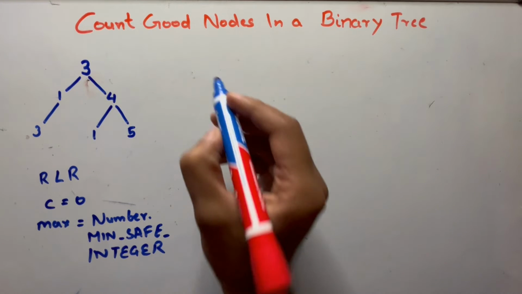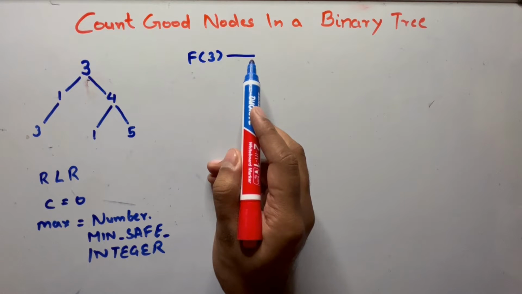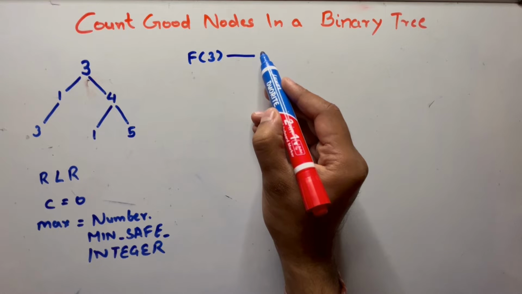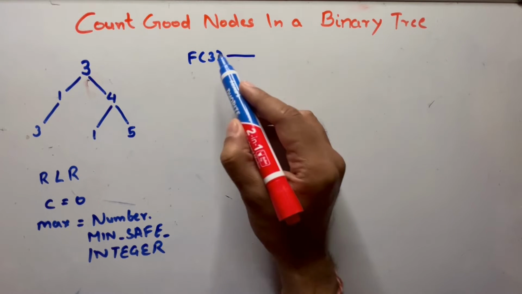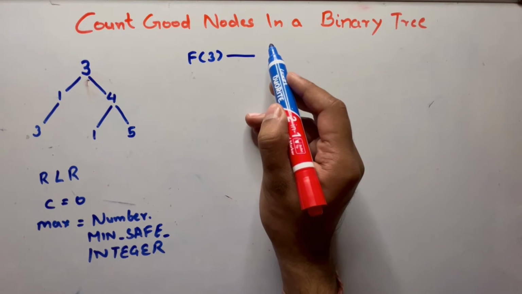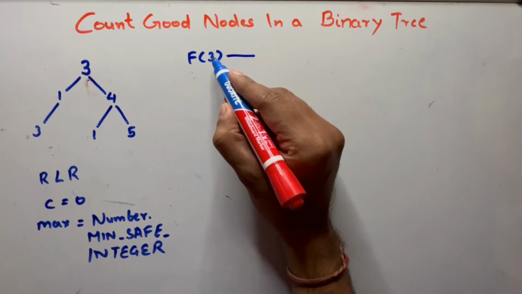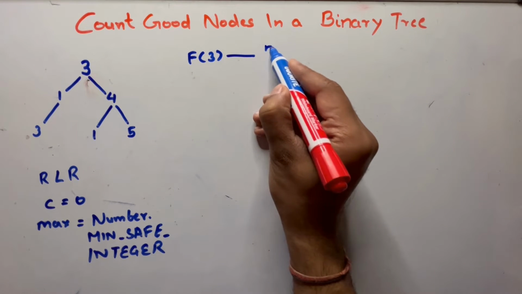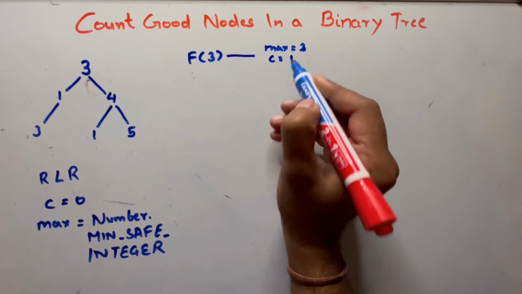Okay, now let's do the function call. So friends, first 3 is passed to the function, and now the function call will begin. First it will check if 3 is null or not. So 3 is not null, then it will compare this node's value with max. If it is greater than or equal to max, then it will update the max to this particular value. So over here, yes, 3 is greater than this max value. So our max will become 3, and our counter will also increase.